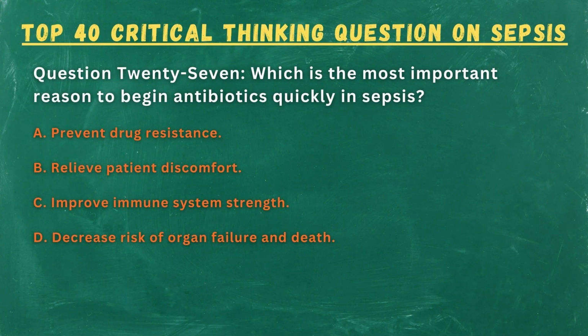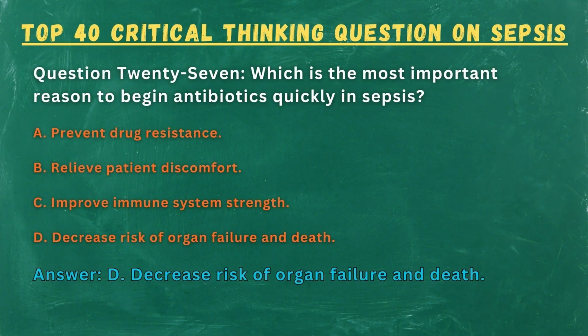Question 27. Which is the most important reason to begin antibiotics quickly in sepsis? A. Prevent drug resistance. B. Relieve patient discomfort. C. Improve immune system strength. D. Decrease risk of organ failure and death. Answer: D. Decrease risk of organ failure and death.